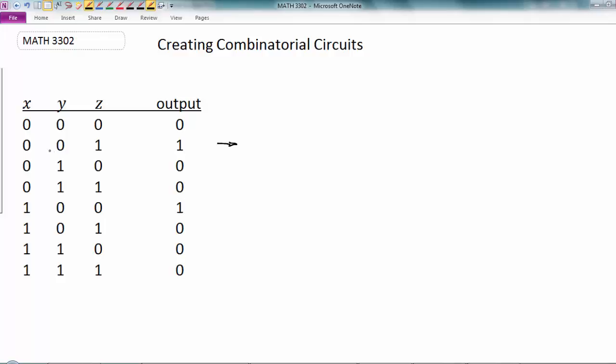The second case is when the input x is 0, the input y is 0, and the input z is 1. And we want the output for that to be 1. And here is the other output 1, and this is when the input x is 1 and the other 2 inputs are 0. We only use those inputs that have 1, and for those we construct what we called minterms.